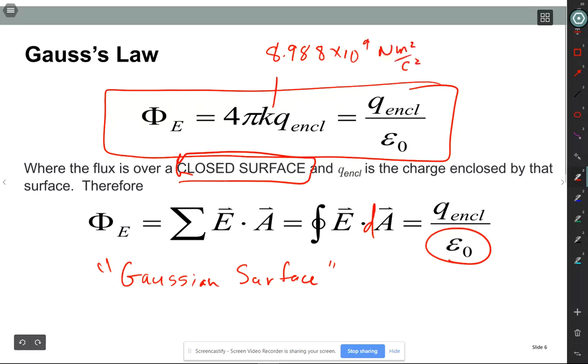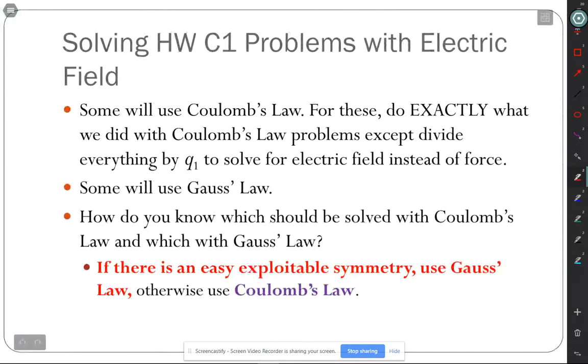That's what K is. K is based on epsilon 0. K is equal to 1 over 4 pi epsilon 0. Epsilon 0 is the true constant there. And K we use to simplify our lives when we're using Coulomb's law. So, using this, how to solve problems with electric field.